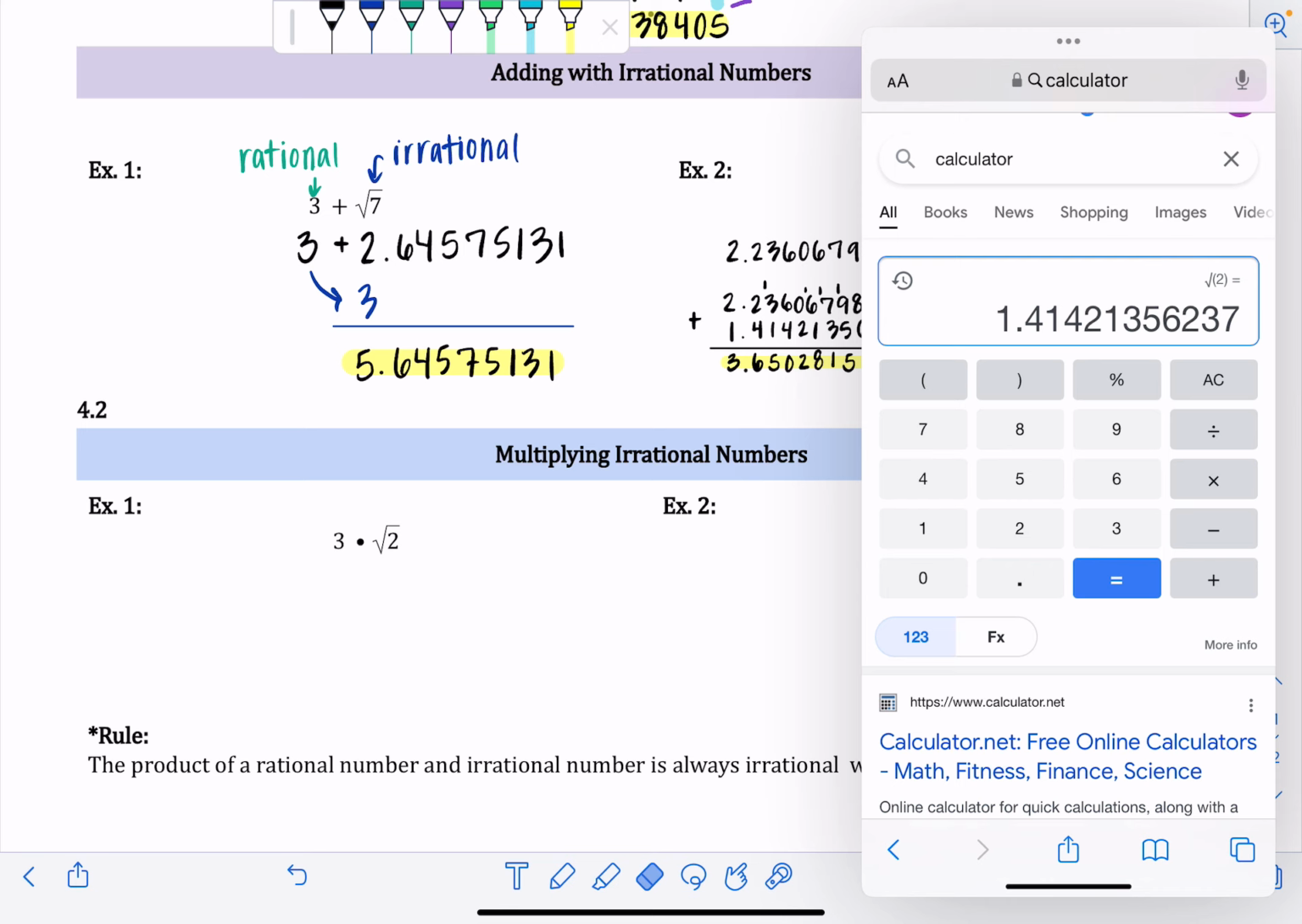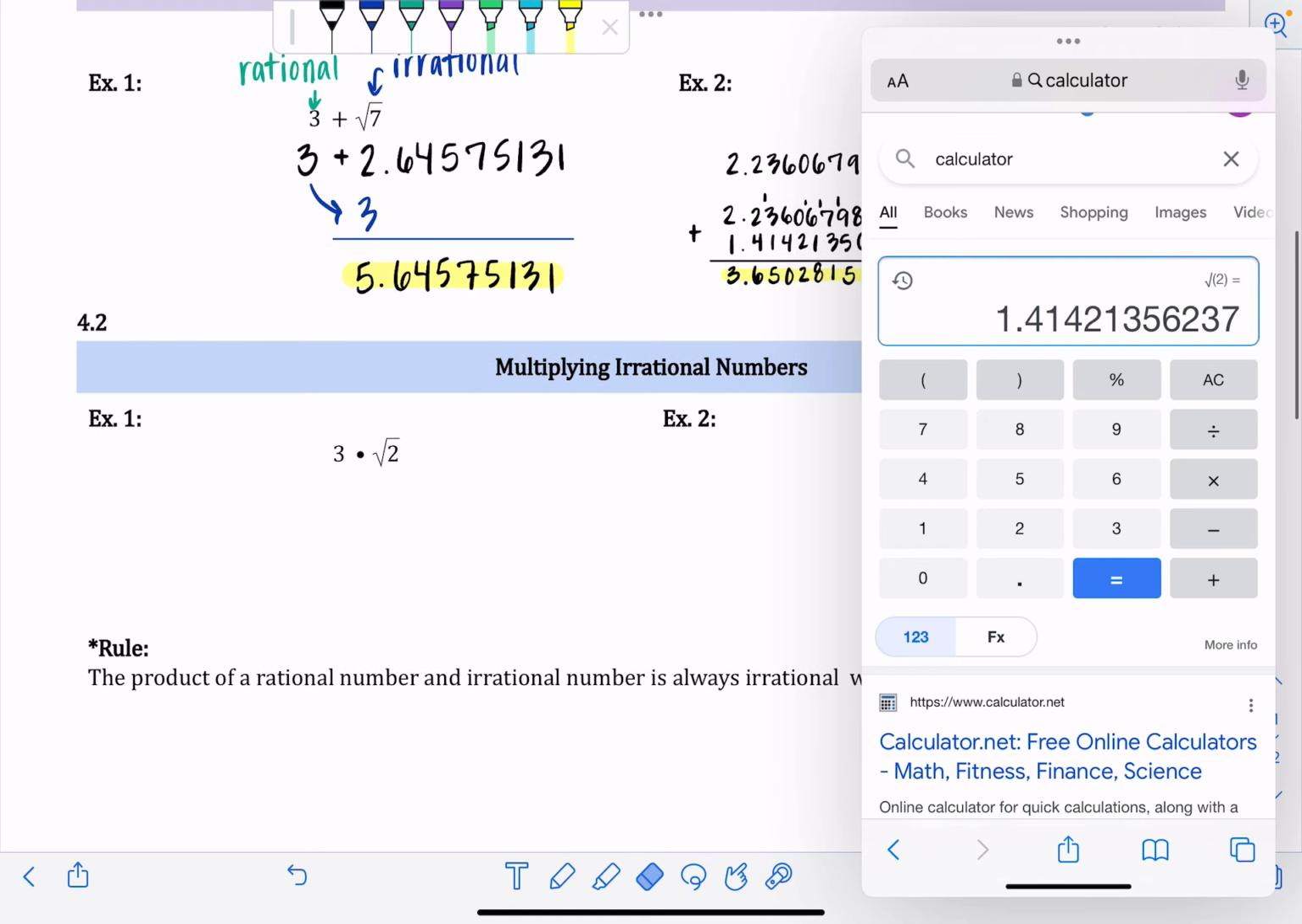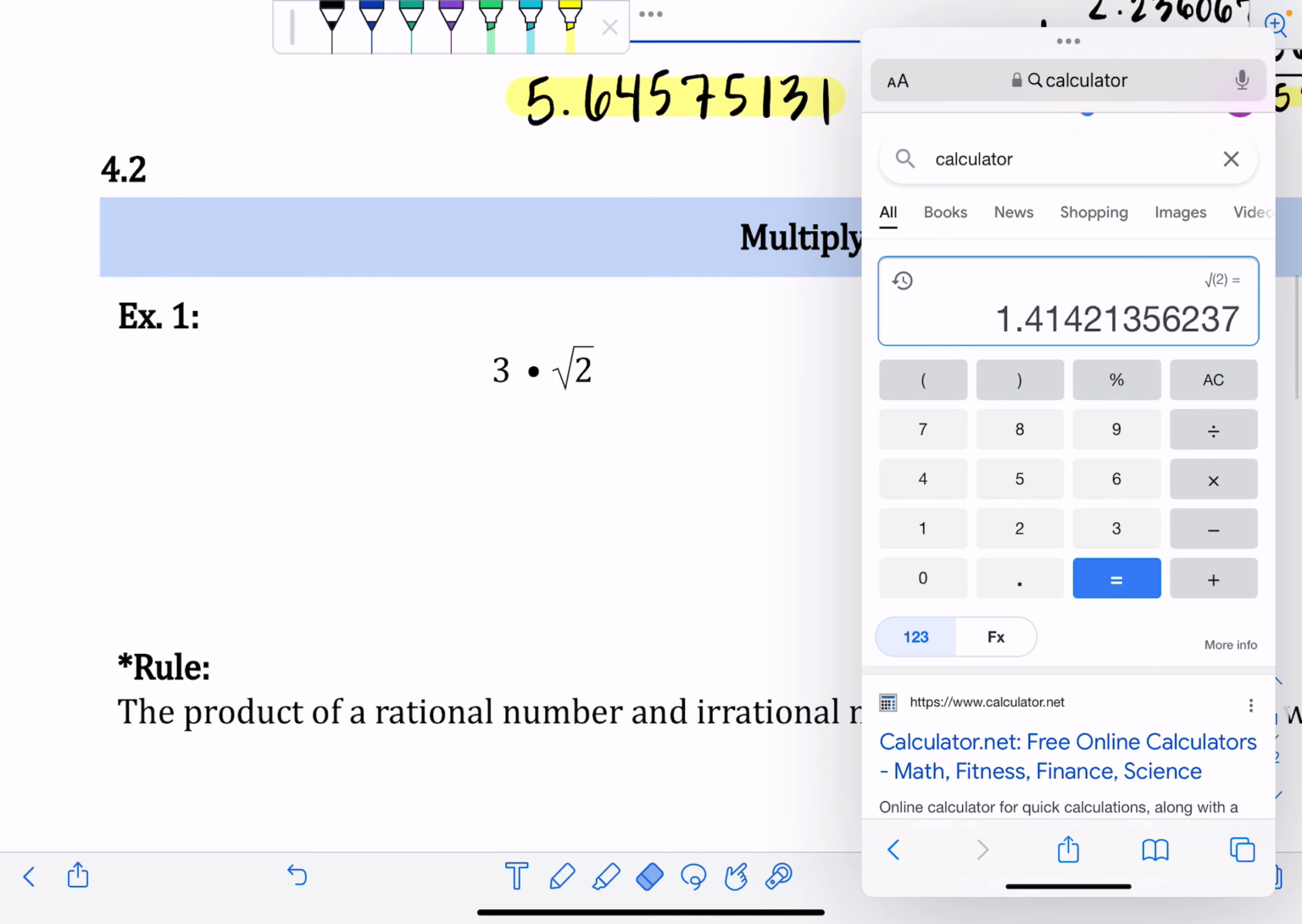Okay, so the next section goes along with 4.2, which is multiplying irrational numbers. The last one was adding them. So if we look at example 1, it's 3 times the square root of 2. Honestly, if you want, you can totally plug this whole thing in the calculator, but you definitely need to know how to do it. So I'm going to show you on this one.